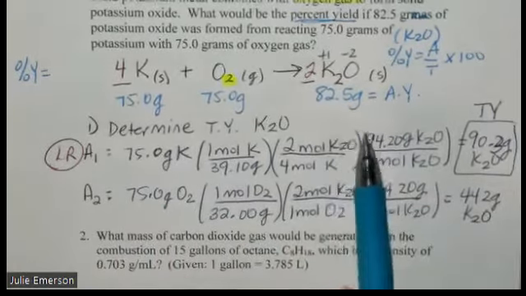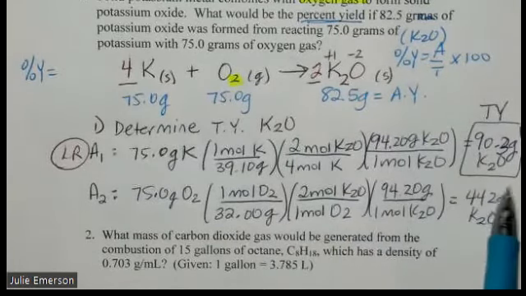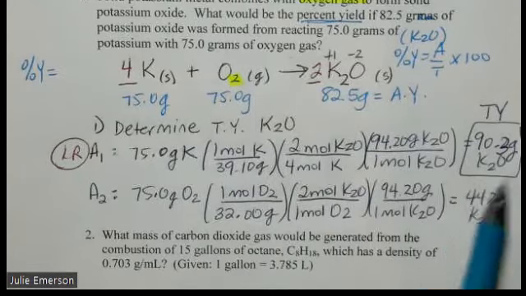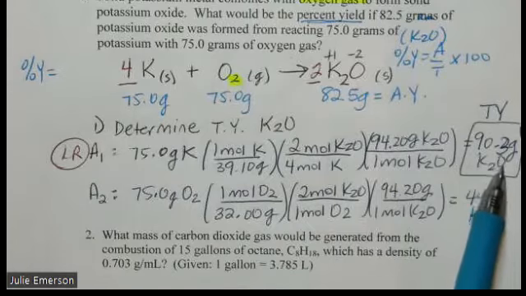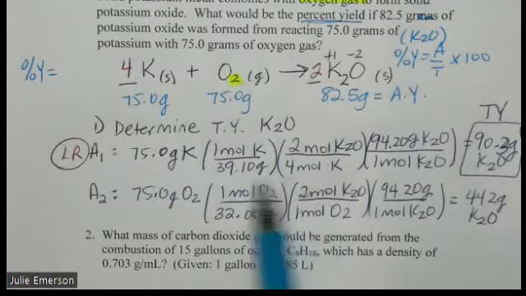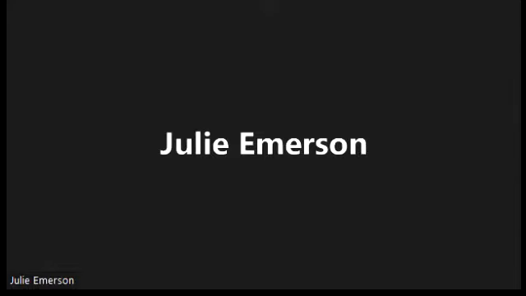Okay, so I've got my 2 masses of products. And like we talked about with limiting reactant, the smaller is our theoretical yield. So only 90.3 grams of potassium oxide can be made. Potassium is going to be my limiting reactant. It's going to run out first. I have my theoretical yield of 90.3.